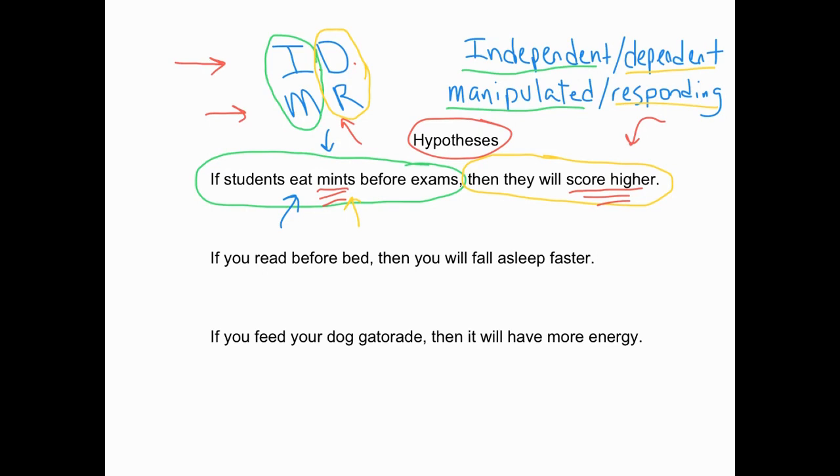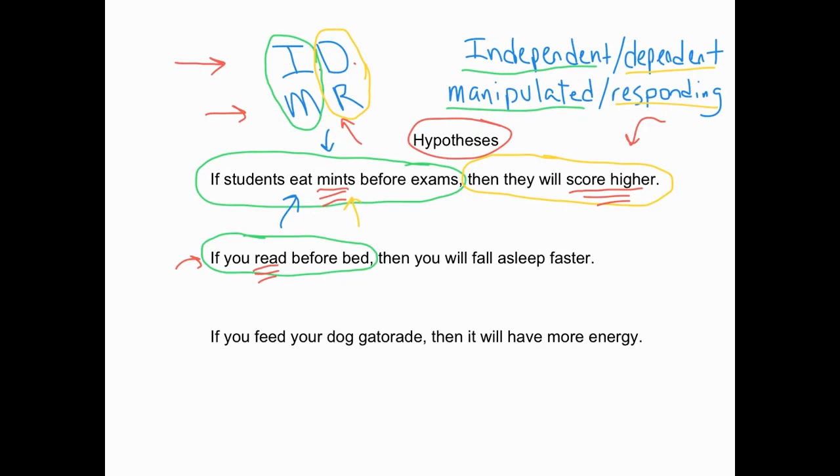All right, let's see if we can do this one. If you read before bed, so we're doing this right here. If you read before bed, then you will fall asleep faster. All right, first let's try to find the independent or manipulated variable. We know it's in the first part of the sentence. What is it? Well, hopefully you said reading. That's what we are testing. What happens if you read before you go to bed?